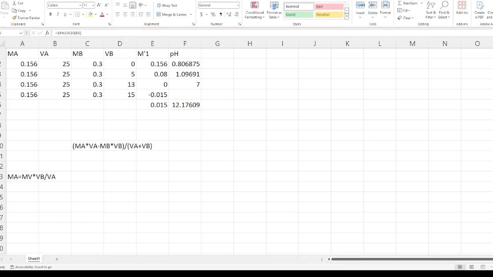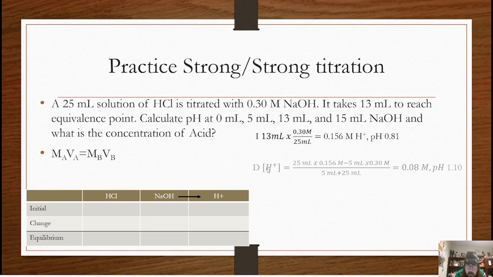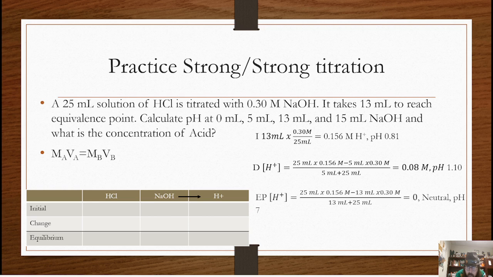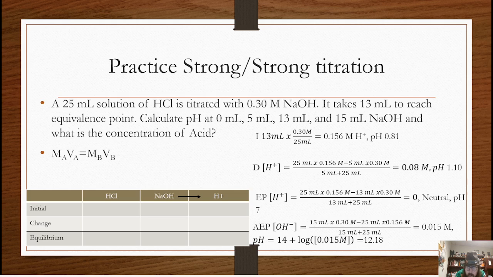So with that in mind, you see right there, we've solved this relatively easily and relatively quickly. Now you can spend all your time plugging these into your calculator and setting that up, but if you know how to do it, it is not as hard as it need be. Okay, with that in mind. So I found the concentration, found the pH: 0.08 is a pH of 1.1, 0 you get pH 7, and then 12.18.